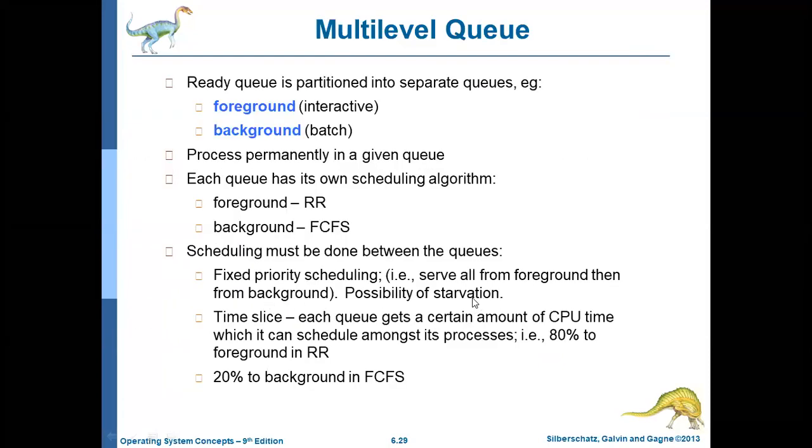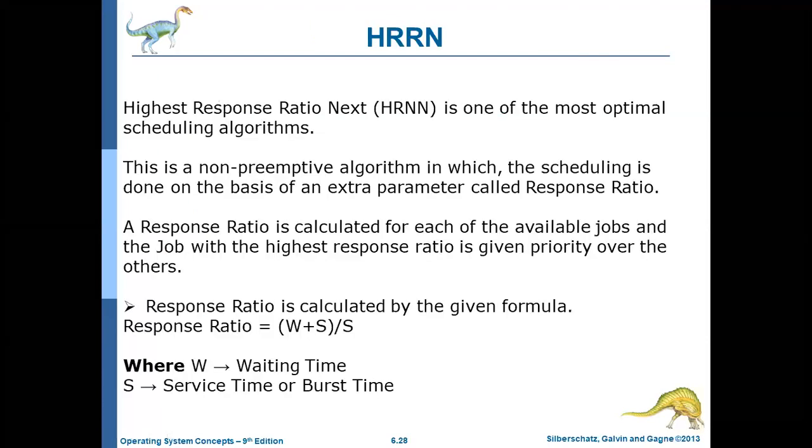There is a possibility of starvation, because with fixed priority, I always have to assign one. Always the highest priority job is going to be executed. The remaining lowest priority jobs must be blocked. Continuous blocking is called starvation. Then time slice: each queue gets a certain amount of CPU time, which it can schedule among its processes. That is 80% for the foreground in round robin and 20% for the background in FCFS.